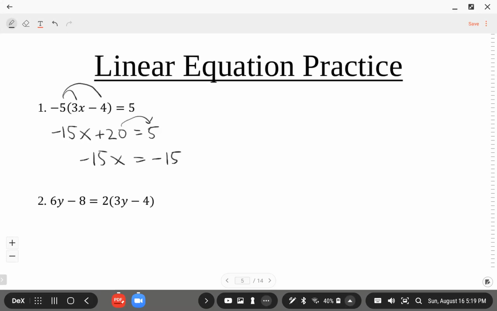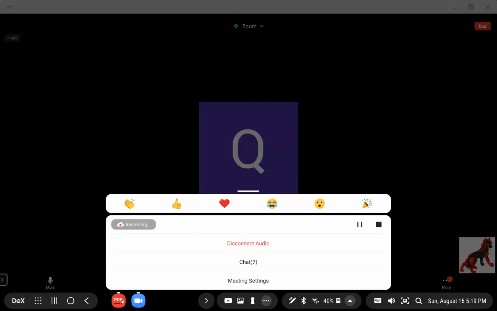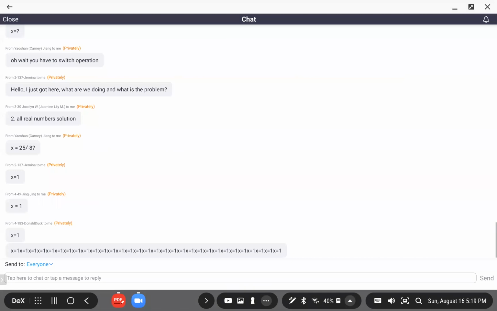Now this is very easy, right? And then you just divide both sides by negative 15, and what you get, okay, x equals 1. Okay, so a lot of you got 1. Very, very good job. Congratulations. And some of you probably forgot inverse operations.